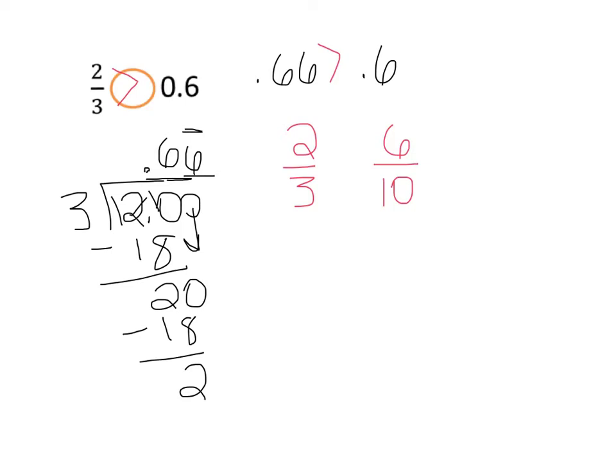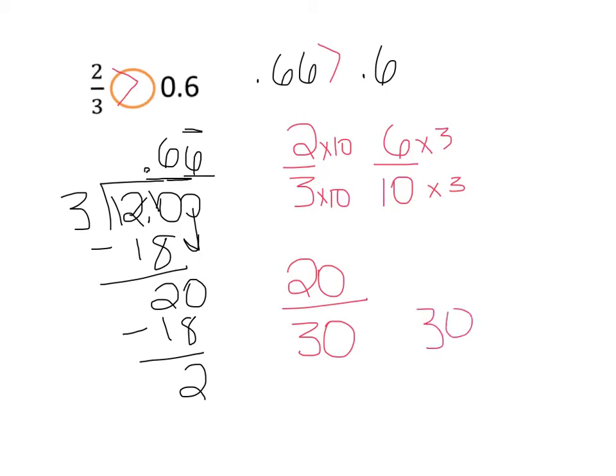So, I need to multiply 2/3 by 10, which 2 times 10 is 20, and 3 times 10 is 30, and then 6/10, I would need to multiply both of those by 3 to get the common denominator of 30. 10 times 3 is 30, and 6 times 3 is 18. Once again, whatever I did to the denominator, I had to do to the numerator. So I had to multiply both the top and bottom by 3, and in the other case, I had to multiply them both by 10. Oh, that was a mouthful.